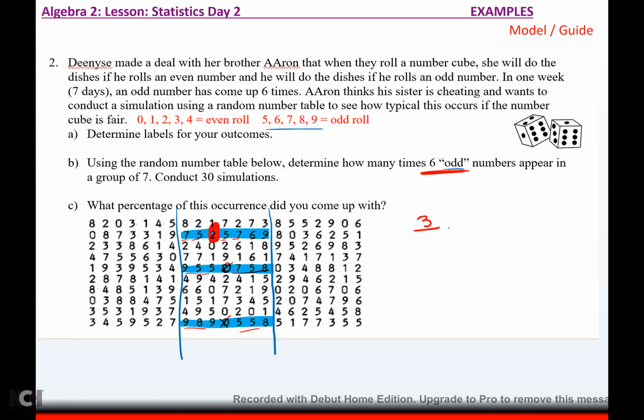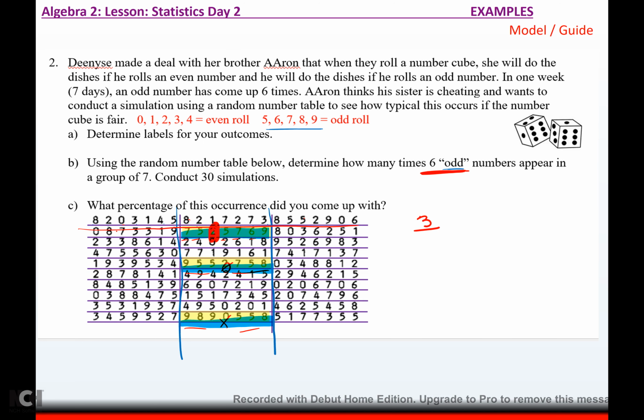That's 3, and if you count how many sets there are, 1, 2, 3 by 1, 2, 3, 4, 5, 6, 7, 8, 9, 10, there's 3 out of 30, which is 0.1, which is approximately 10%. So there's only a 10% chance that that could occur. So do you think she's cheating? Yeah.